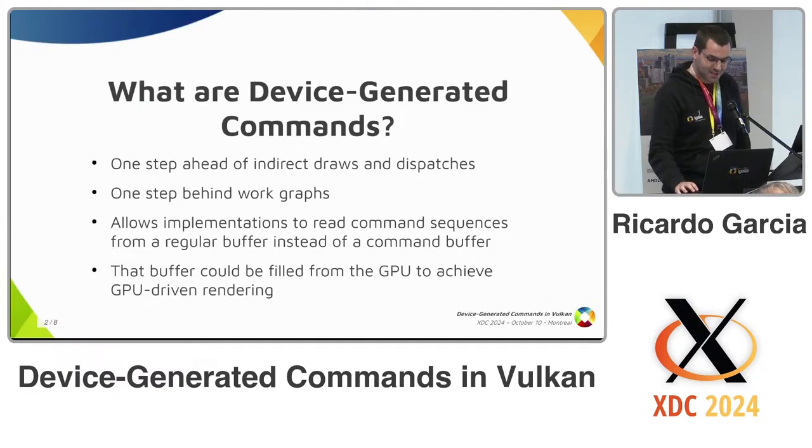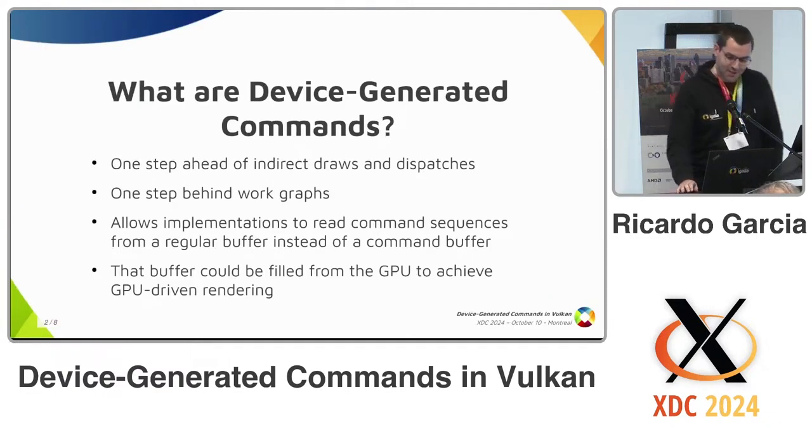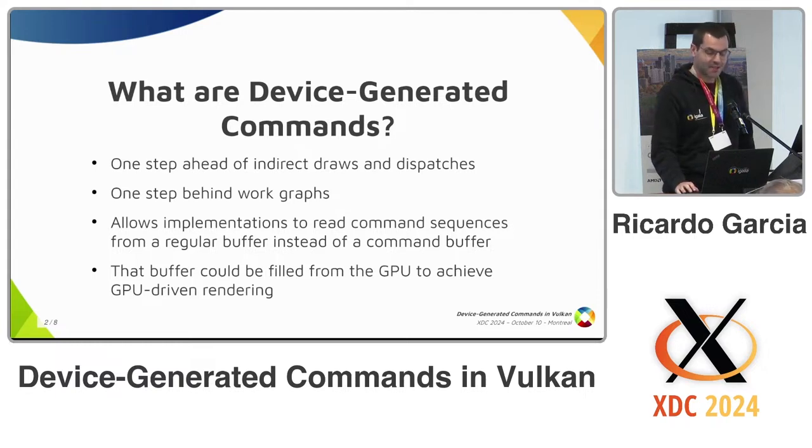Device-generated commands is an extension that allows apps to go one step further in GPU-driven rendering, because it makes it possible to write commands in a storage buffer from the GPU and later execute the contents of the buffer without needing to go through the CPU to record those commands like you normally do by calling vkCmd functions. It's like one step ahead of indirect draws and dispatches and one step behind work graphs.